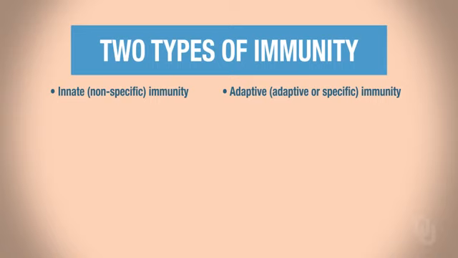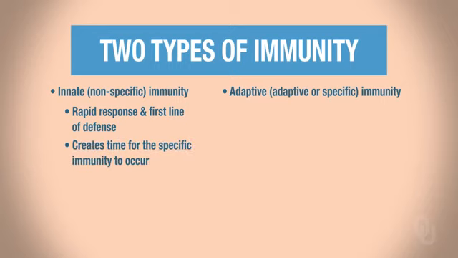But just to give you a quick overview of both of these, when you first think about the non-specific or the innate immunity, it's a very rapid response. This is your first line of defense. And what this does is it gives your body time for the specific immunity to kick in. So innate immunity is always there. It's present. It's going to happen as soon as your body is invaded by a foreign object, and then the specific immunity will take over after that.